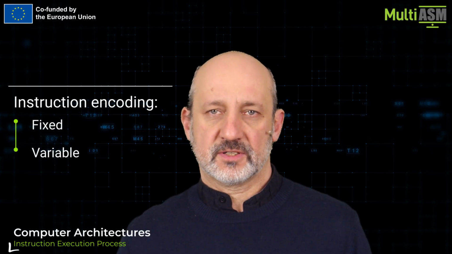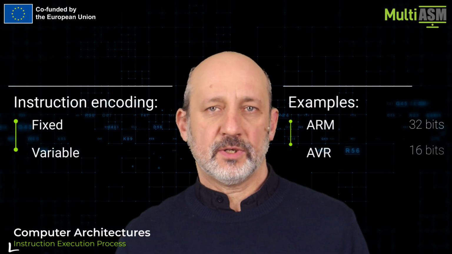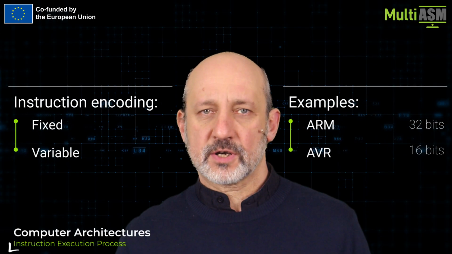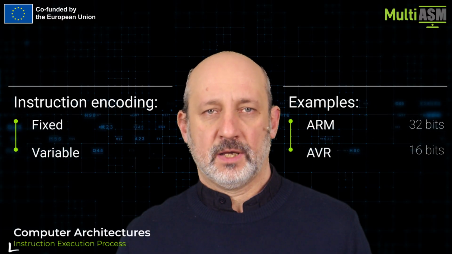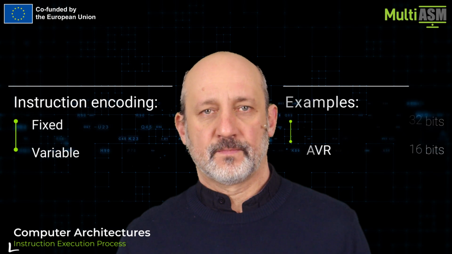Fixed length of instructions are often implemented in RISC machines. For example, in the ARM architecture, instructions have 32 bits. In AVR, instructions are encoded using 16 bits.